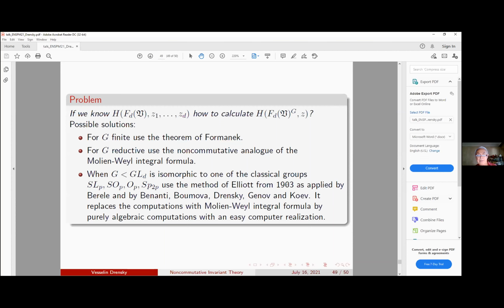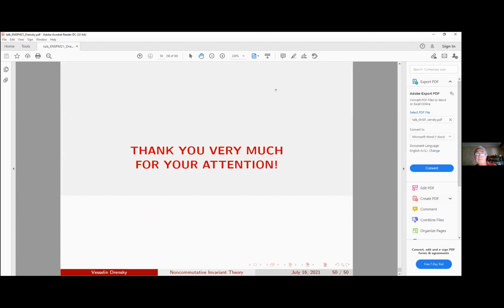there is a method of Elliott, more than 120, almost 120 years ago, to solve a homogeneous system of Diophantine equations in non-negative integers. It was started by Berele, and then we continued this in a big team. We replace the computations with the Molien-Weyl integrals by purely algebraic computations with an easy computer realization. So I should thank you very much for the possibility to give this talk.